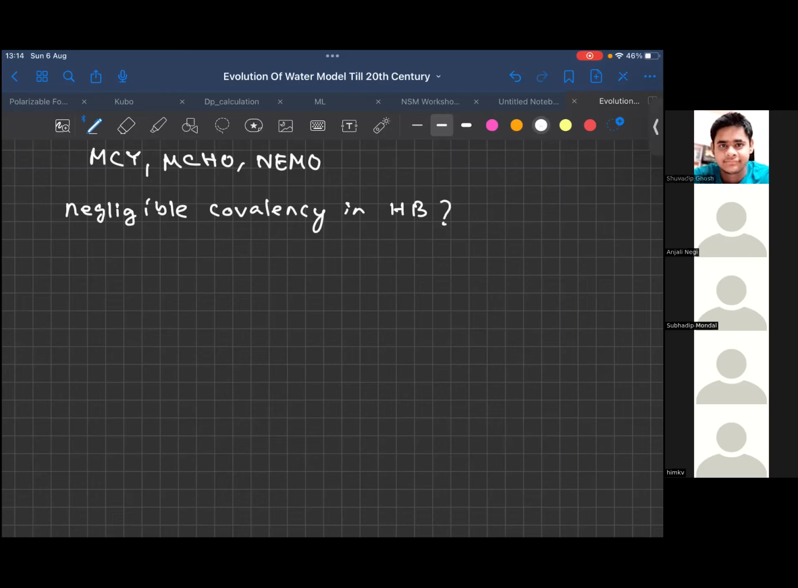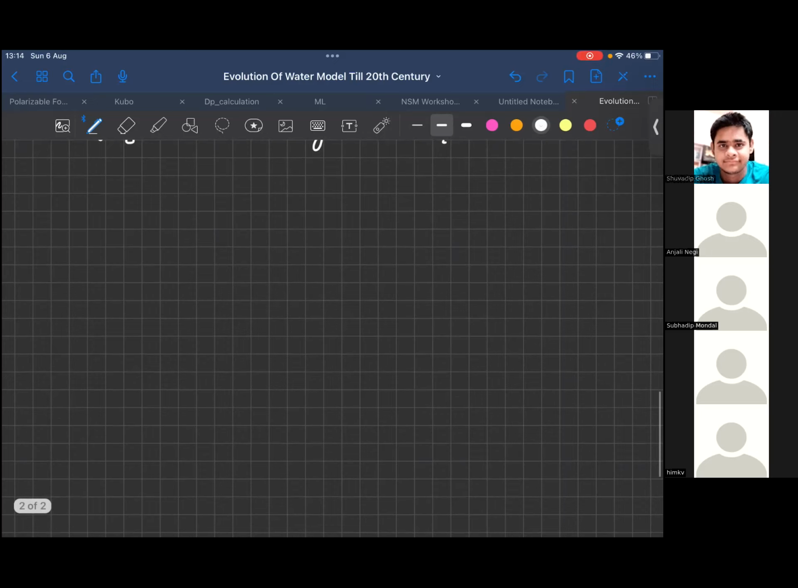Okay, because if you see this plot carefully, you can see that the polarizable water models are not as good as expected. So the main question at that time was whether the introduction of the polarizability into the water model is important or not. Okay, so at that time there were some empirical models, as I already told, like SPC, PE, or RPOL.